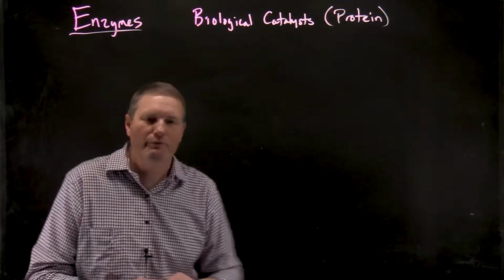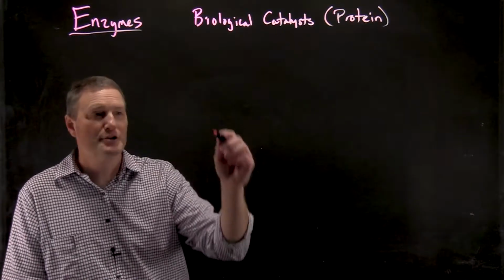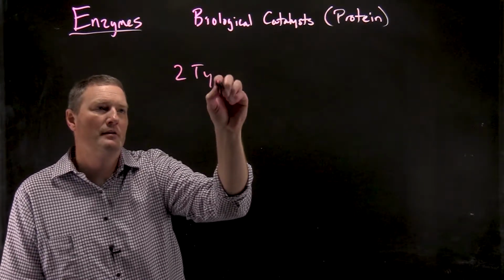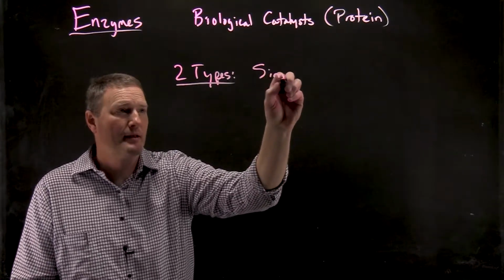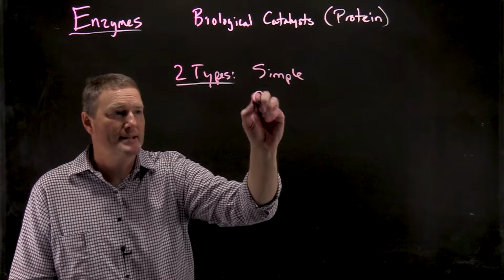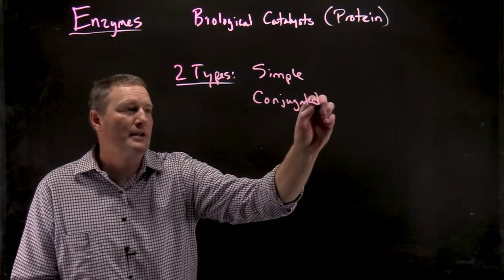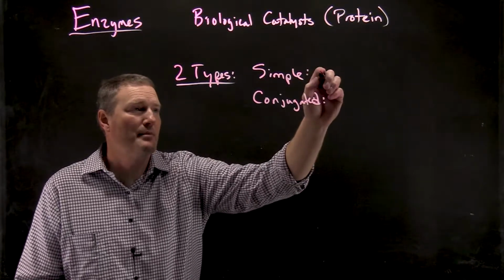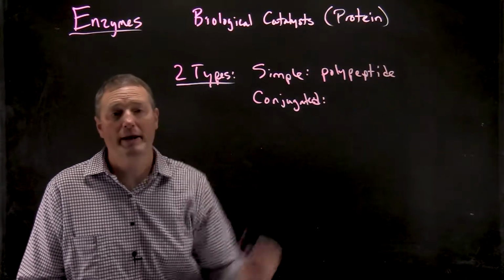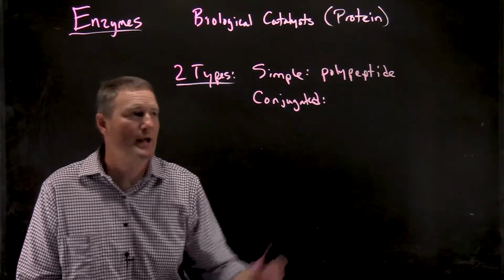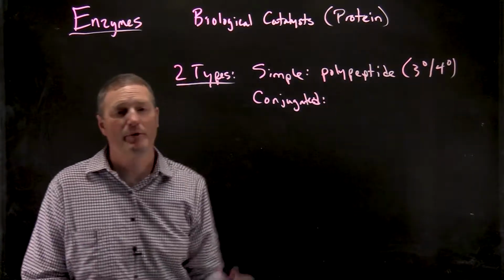All right, so a couple things about enzymes, a couple other definitions that I need to give. There are two types. There's a simple enzyme, and then there's a conjugated enzyme. A simple enzyme is just a polypeptide chain, or it can actually have multiple polypeptide chains. So it could have either tertiary or quaternary structure, but it's just going to be protein.